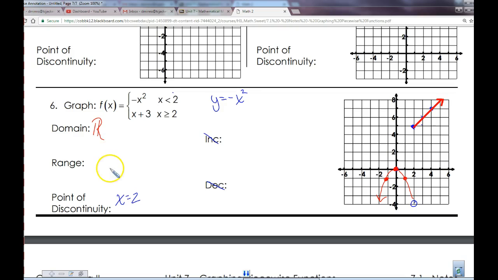Well, my range, this goes down to negative infinity. So it starts at negative infinity, and it comes up to 0. It stops right there. So my first piece is from negative infinity to 0. But that's going to be union with a different piece. I've got no y values in here. My y's pick back up at 5. And then they go up forever and ever. So negative infinity to 0, union 5 to positive infinity.